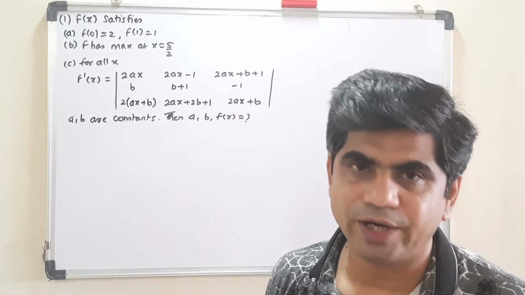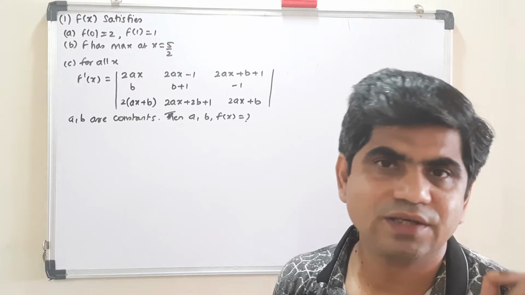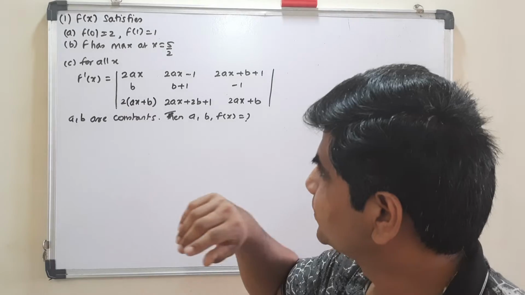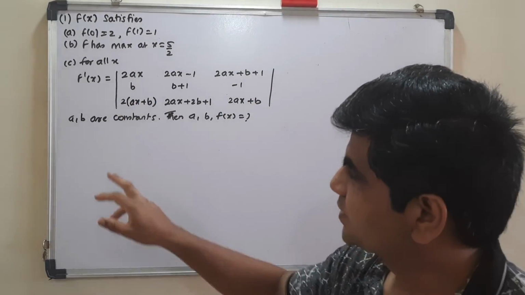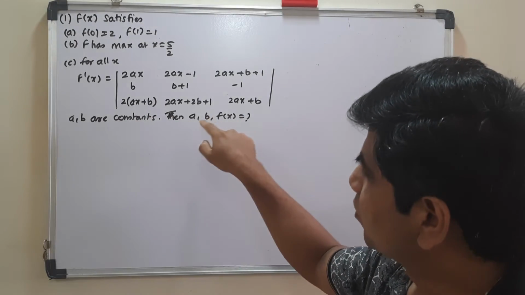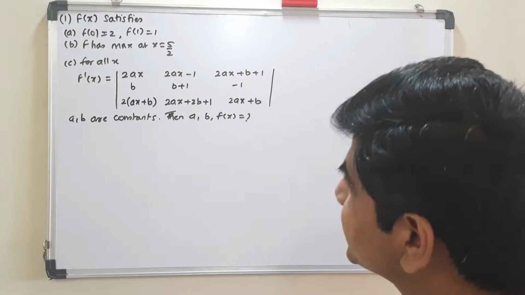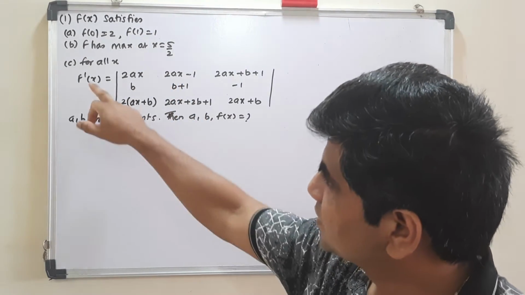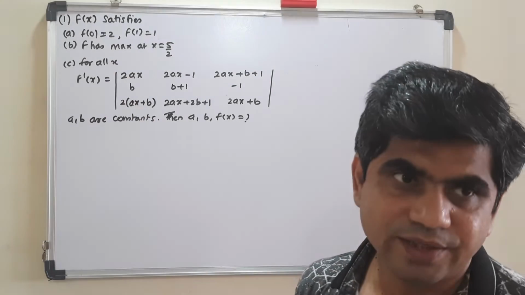That means this is the critical point. And since this is the critical point, it has something to do with f dash x, that is the derivative, which is already told over here. It is the determinant value of this particular value. And it says that a and b are constants. Then what could be the possible values of a, b and function of x? Since this maximum is told and this f dash x is given, I will divert my attention first to f dash x only.